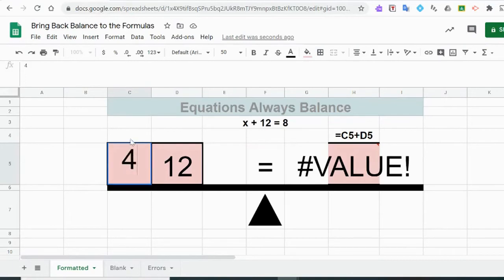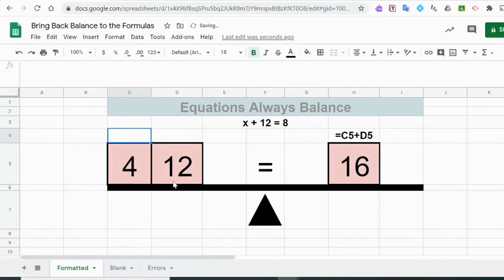What about 4? 4 plus 12 does not equal 8, like we want it to be. Neither does 0. What about negative 4? Aha! So now we know our answer, x equals negative 4.